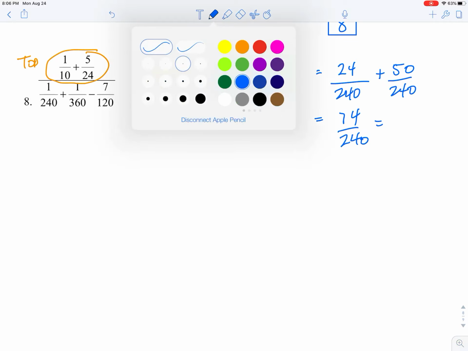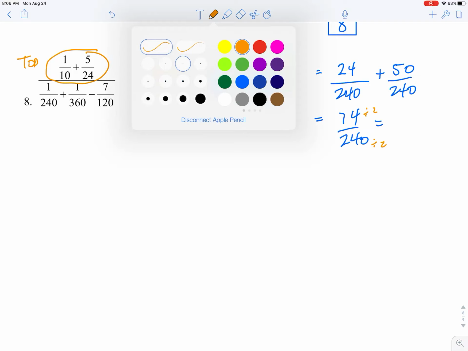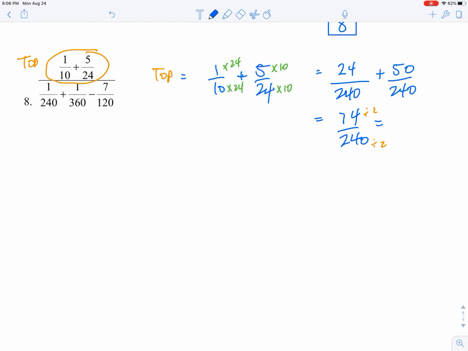And I can simplify that. I can divide top and bottom by 2. So I get 36 over 120. No, not 36. 74 divided by 2 is 37. 37 over 120. And then that can't be simplified because 37 is prime.